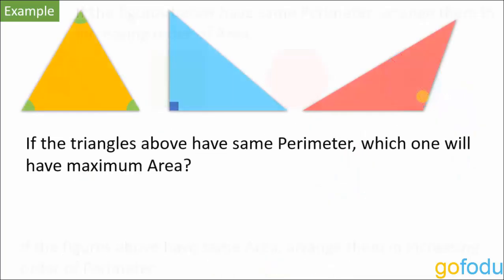Let's take another question. An equilateral triangle, a right triangle and a random obtuse triangle all have same perimeter. Which one will have maximum area? Now out of all these triangles, equilateral triangle is most symmetrical of all and it will have maximum area. We just saw symmetrical figure with same perimeter have maximum area. So equilateral triangle will have maximum area. A more detailed proof for this is given in the description.